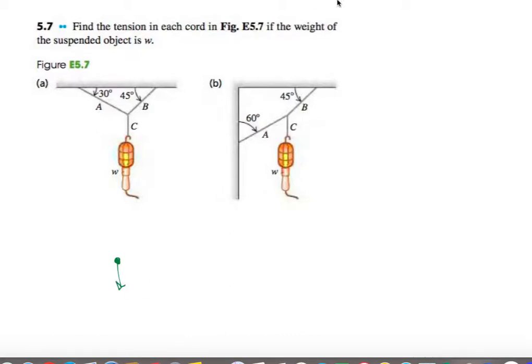So pulling downward, we have tension C. Pulling up and to the right is tension B. And pulling up and to the left is tension A. So I need to define some angles here, so I'm going to sketch some really light axes. We see that tension B is 45 degrees with the horizontal, so we'll say this is also 45 degrees by opposite interior. Same thing with the 30 here, so this is 30 degrees to the horizontal.